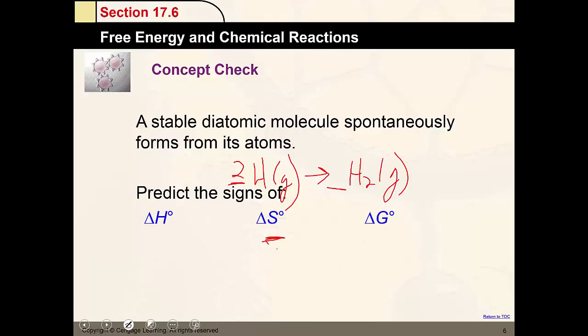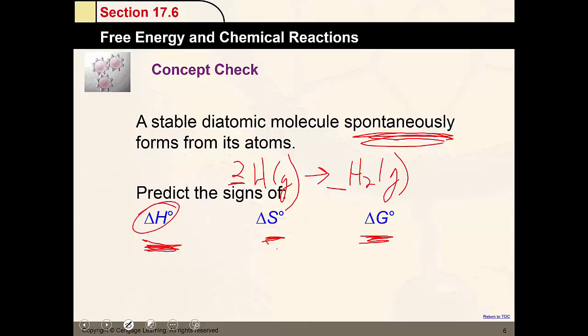And here we're combining 2 separate atoms. So that means energy is released. That reaction is exothermic. That makes delta H negative. And if both of these are negative, it's dependent upon the temperature. However, in this question, it says the molecule spontaneously forms from its atoms, so that makes delta G negative.